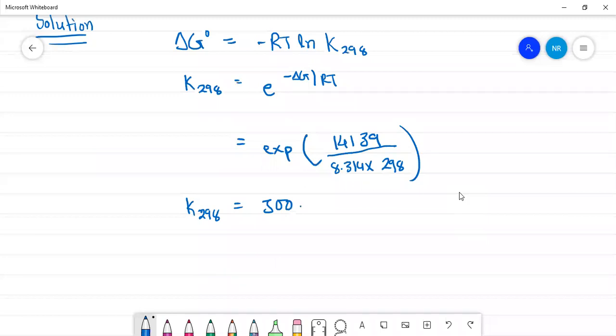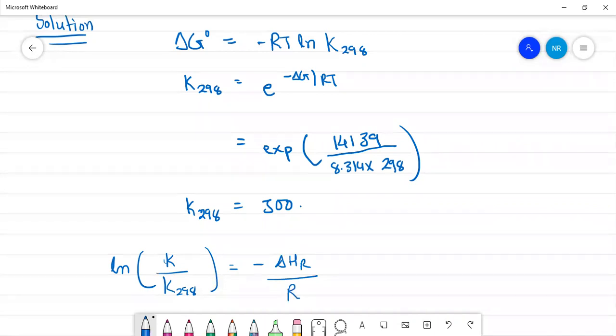Now at 298 Kelvin, we have to calculate the value of rate constant K at different temperatures, because we require from different temperatures, from 0 degrees to 100 degrees. So we require different K values. One standard temperature K we determined, but the other K is at a different temperature. So we use ln of K at different temperature divided by K at 298 Kelvin is equal to minus delta HR divided by R times (1 over T2 minus 1 divided by 298 Kelvin).